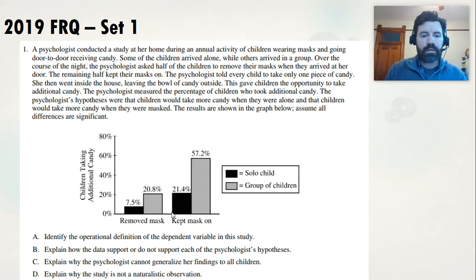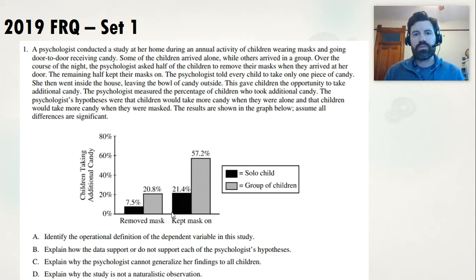Part C, explain why the psychologist cannot generalize her findings to all children. For this, you would want to write something about the idea of random selection. These are not just randomly selected children of all children in the country, right?